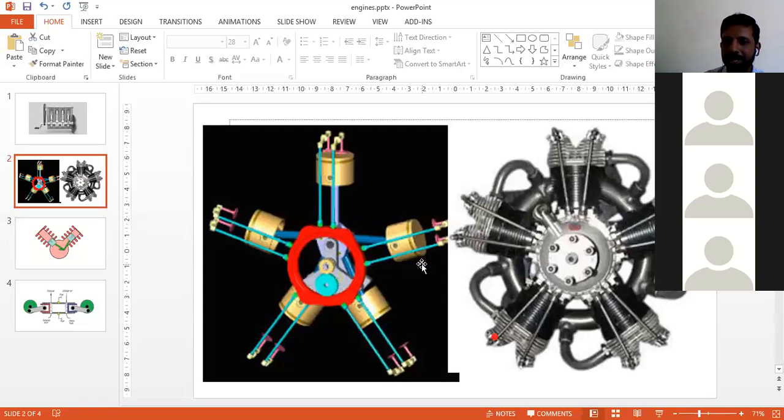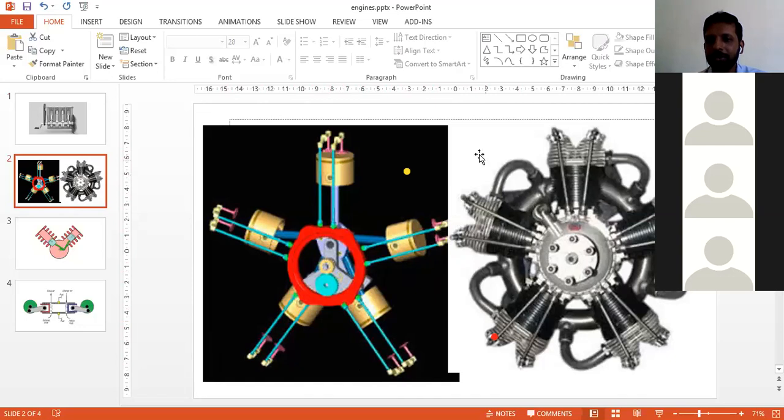A radial engine will have a common crankshaft again. But the pistons will not be parallel to each other. They will be arranged radially, in 360 degrees. It can be any number. It can be 4 or 8. It can even be 3 pistons. You can have only 1 piston here, 2 and 3.